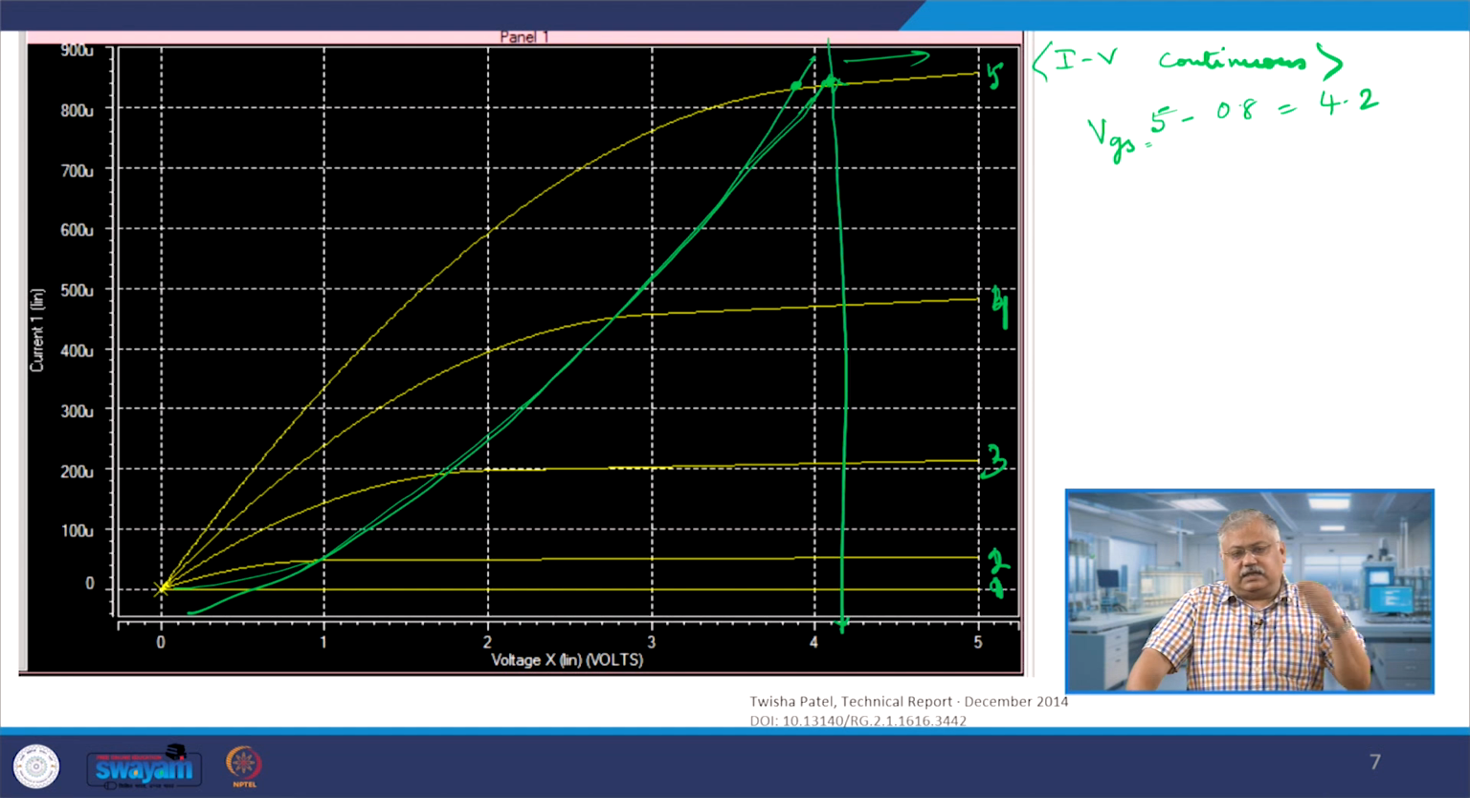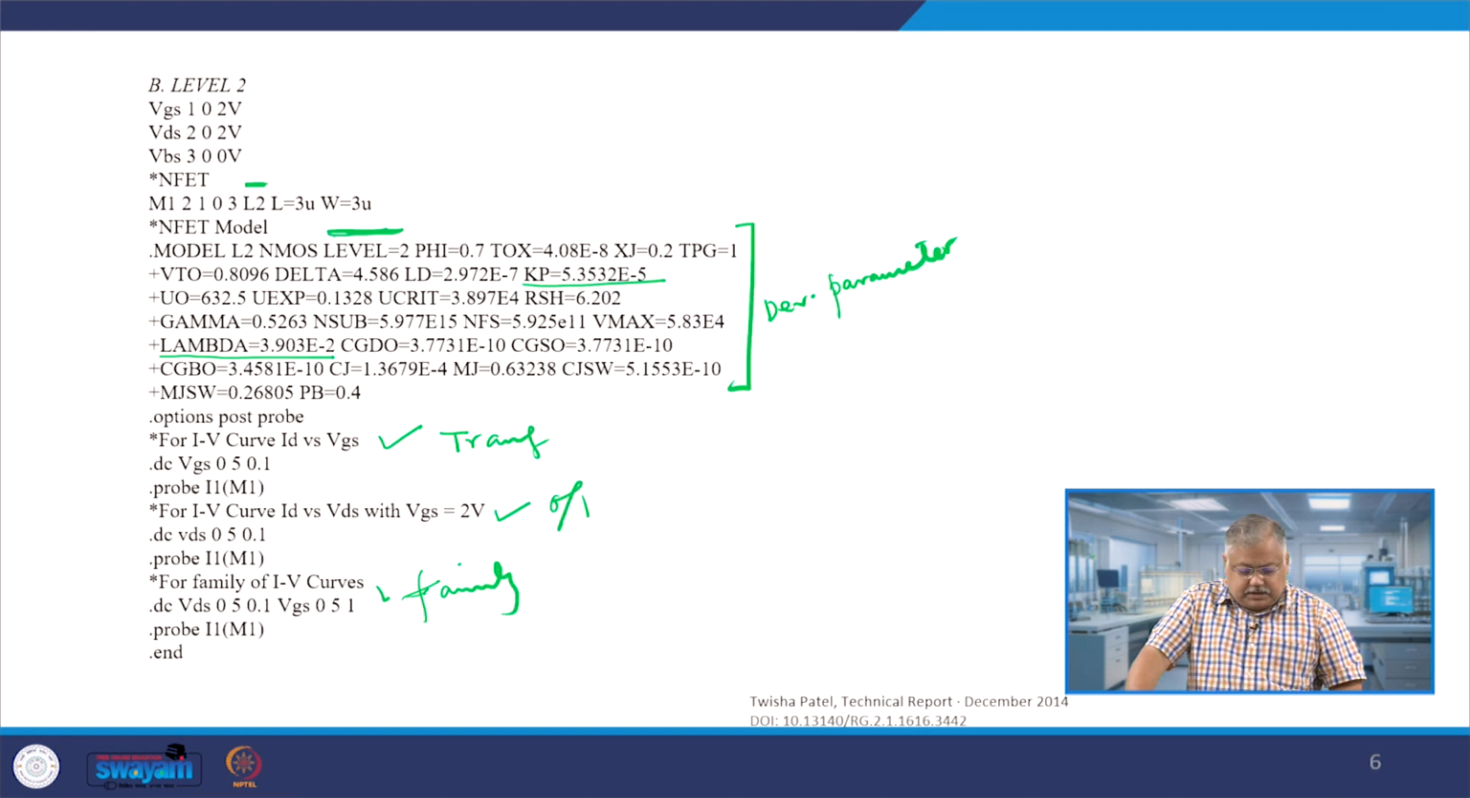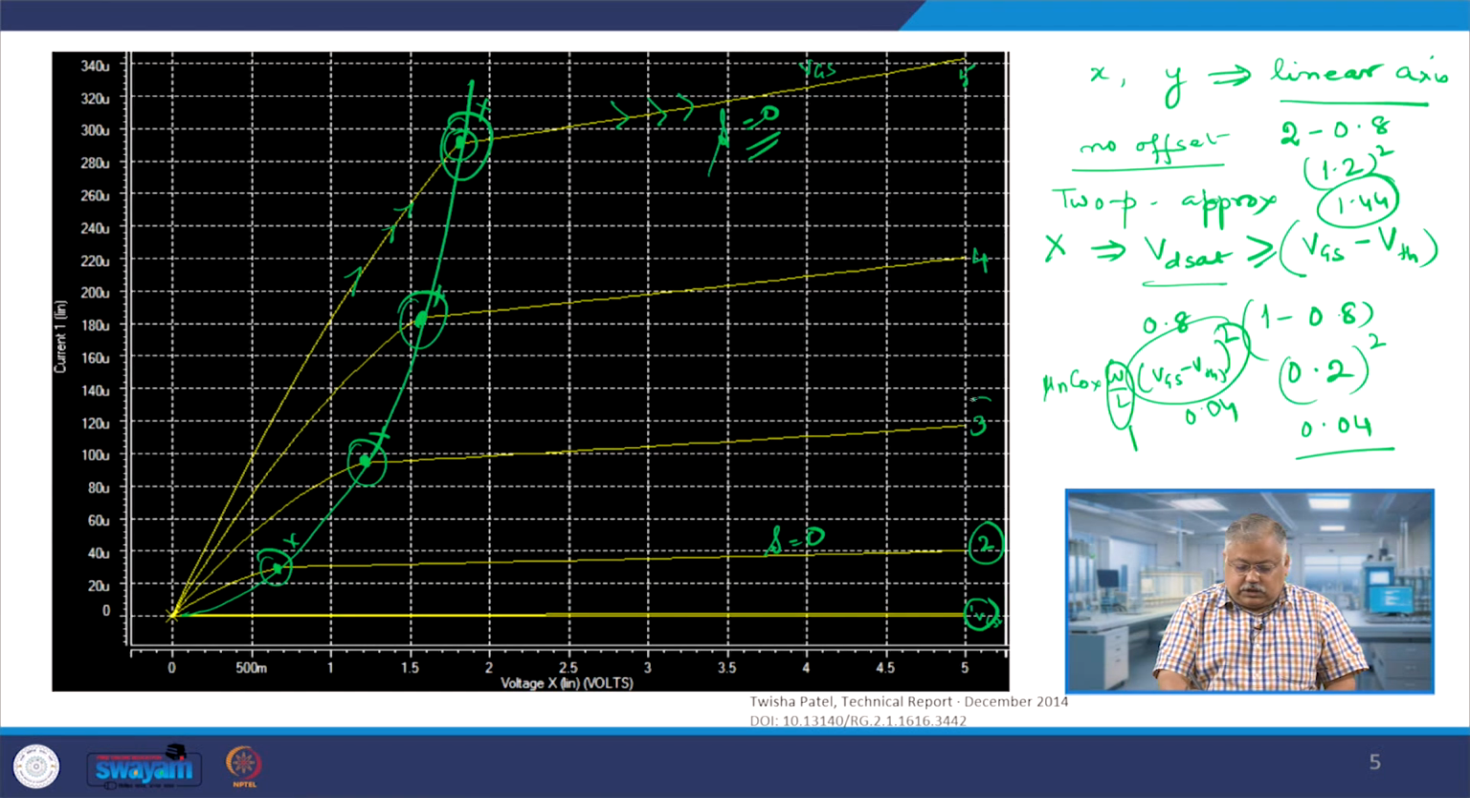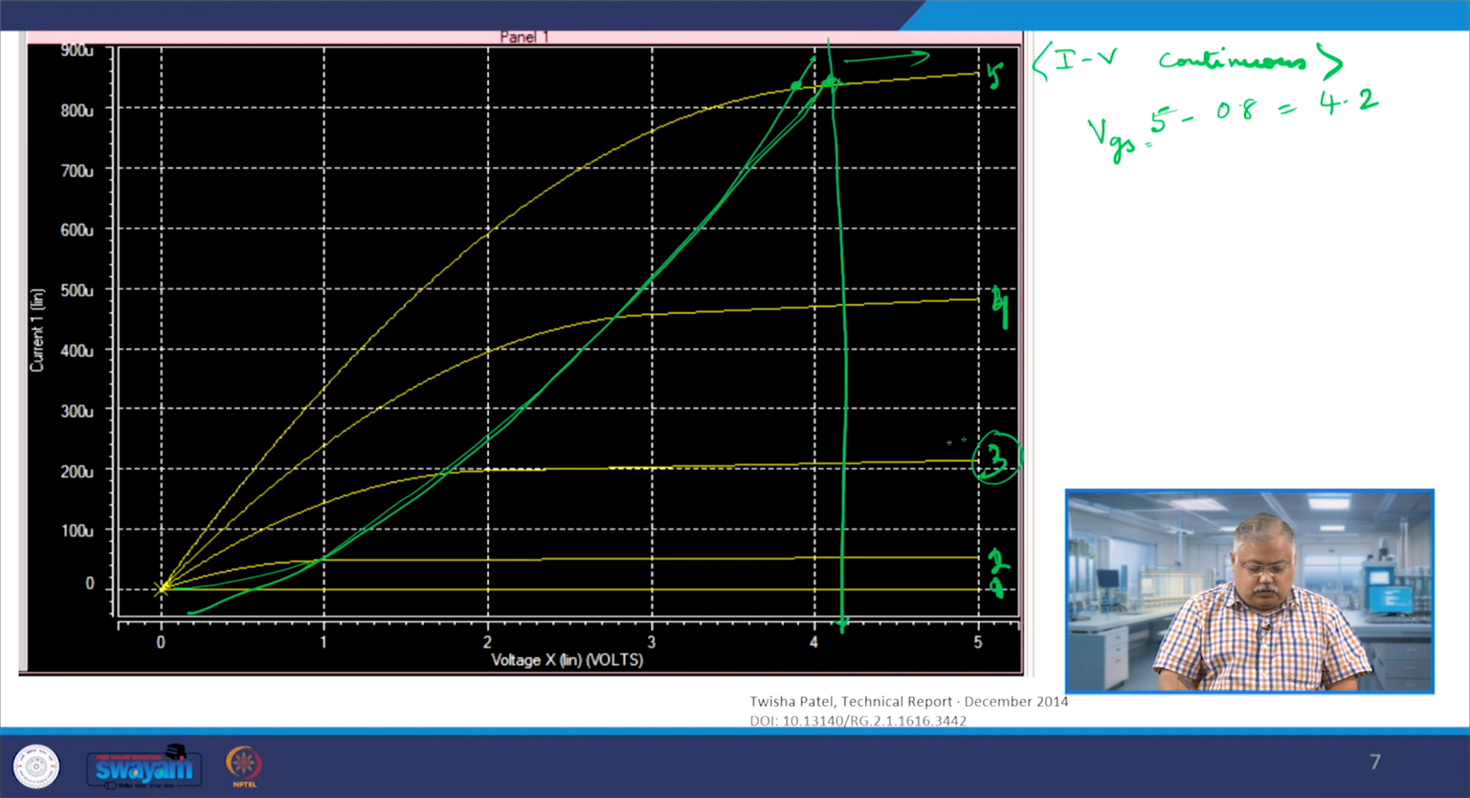This is a slightly higher threshold voltage device, and that is the reason the whole curve has shifted to the right. Not only that, if you compare at 3 volts VGS, the current in the previous case is 120 microamp, while in this case at 3 volts it is 200 microamp. The reason is that higher mobility has been considered in this case as compared to the previous one. This is a level 2 model, by the way, for your understanding.